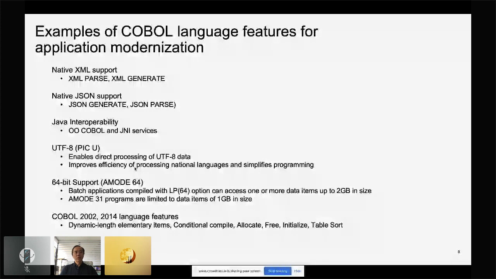UTF-8 in 6.3. This is a new feature for 6.3 COBOL. We added a new data type called PICU, and that enables direct processing of UTF-8 data. So today, for example, if you store UTF-8 data in DB2 and you wanted to process it, you have to convert it to UTF-16 and convert it back. That's very indirect, and putting this feature in there will help. It will simplify a lot of the programming effort.